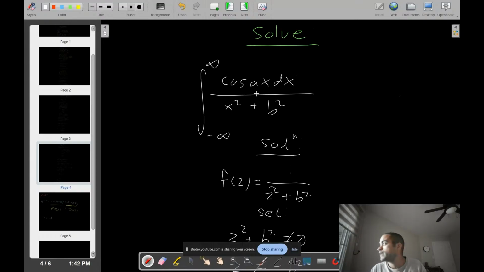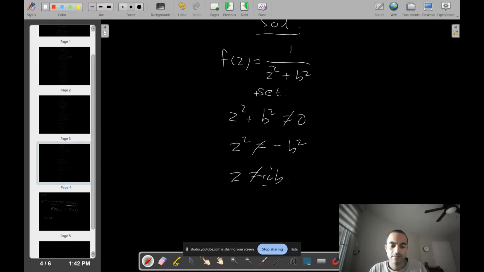The cosine of ax. I'm going to use Euler's identity. If I don't, I'm going to get something nonsensical. If you see a cosine or a sine in your complex integral, convert it using Euler's identity, depending on which part. So we have cosine of ax. Next, use Euler's identity. We're going to do the following on another page here.